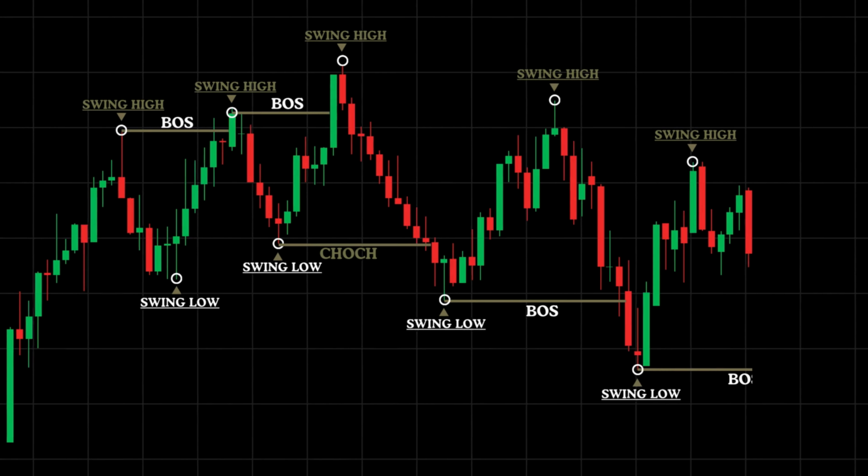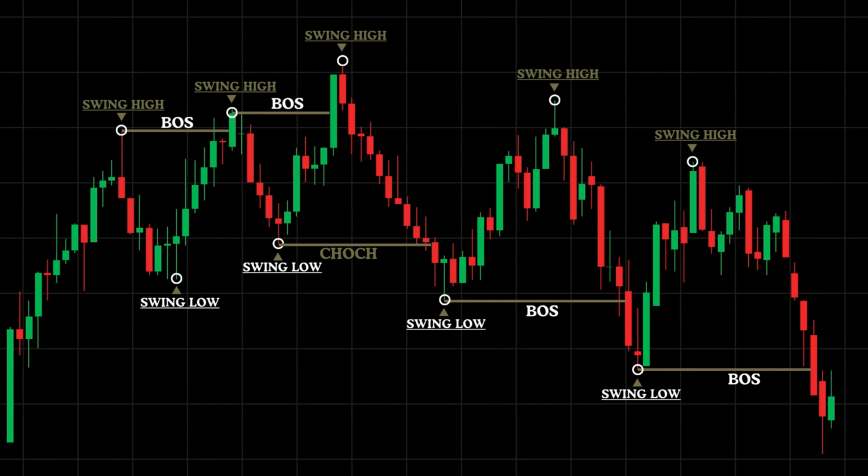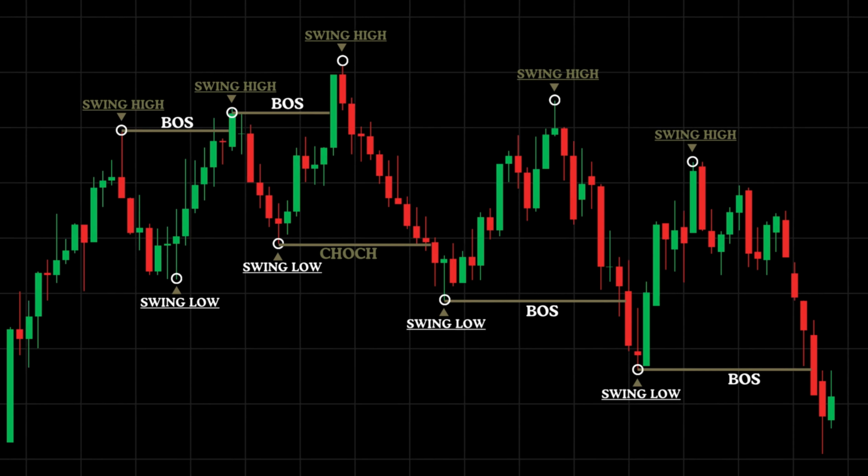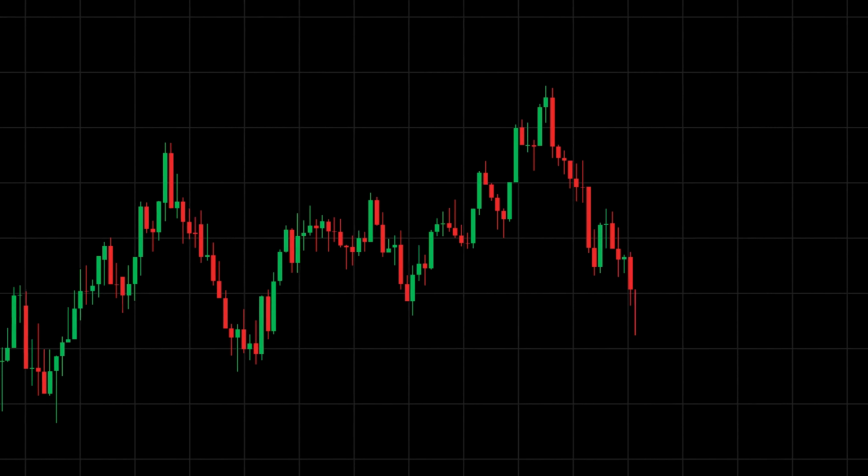Spotting a swing high or swing low is easy, but the real question is whether the trend will continue or reverse. That's where two simple tools come in: break of structure and change of character. Let's begin with break of structure.